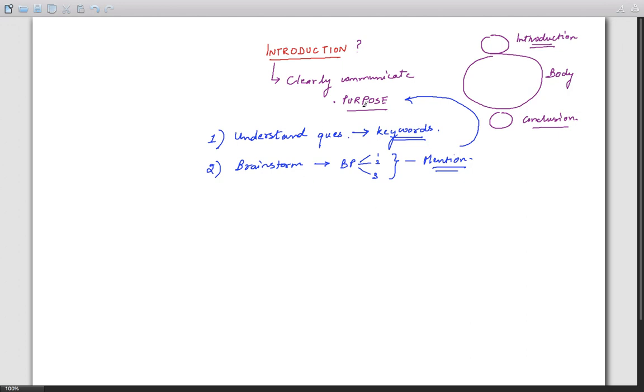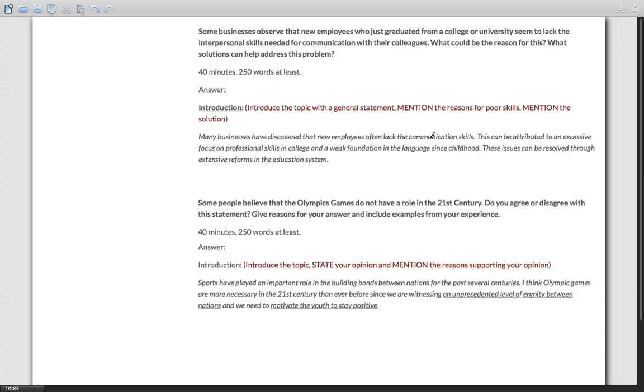Okay, having said this, you can pause the video at this point, absorb this information, and then move forward. Let us do these two examples, example number 1 and example number 2. But before I begin, let me write here what exactly we are supposed to do. The first step, step A, is to mark the keywords. And step B is to brainstorm about body paragraphs.